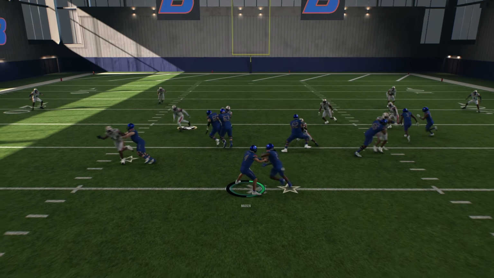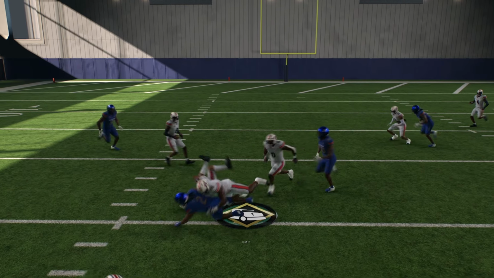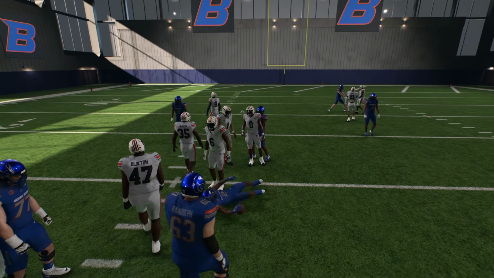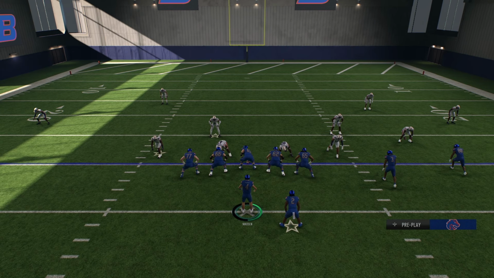So again, I'll hike it here. He goes back over to the left side there, and that was his responsibility, and he picked up his responsibility and was able to pick up 5 yards. Very, very simple. The next tip is simple.